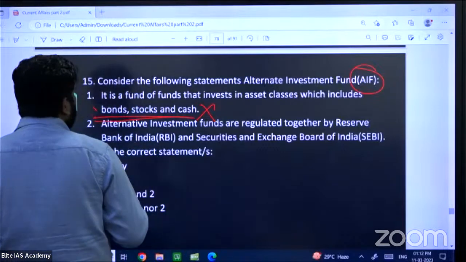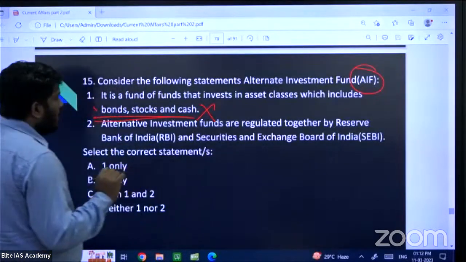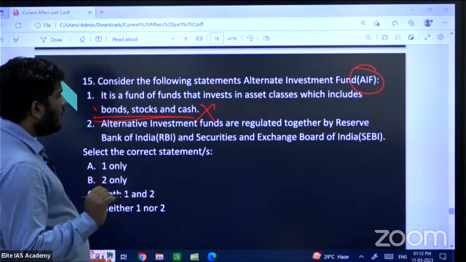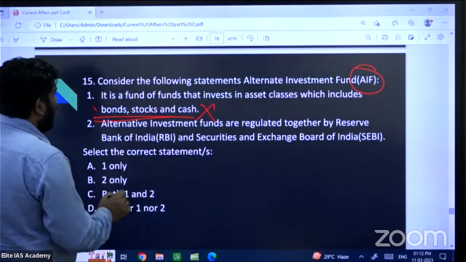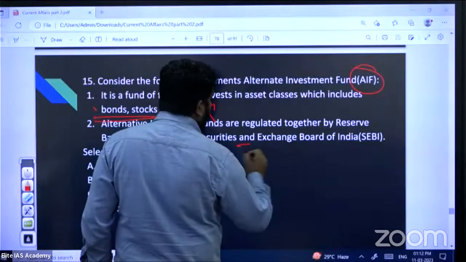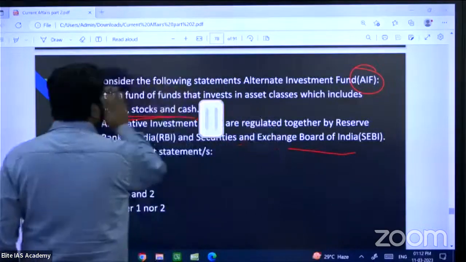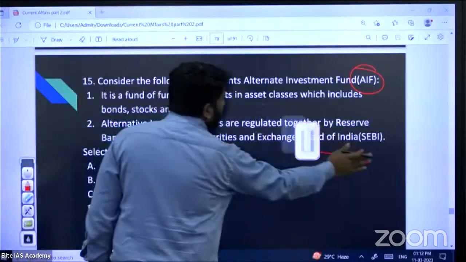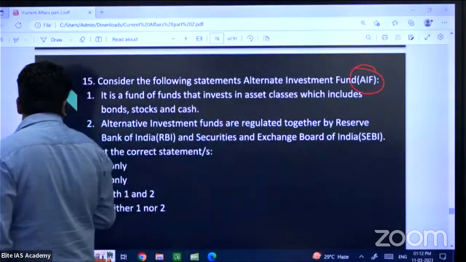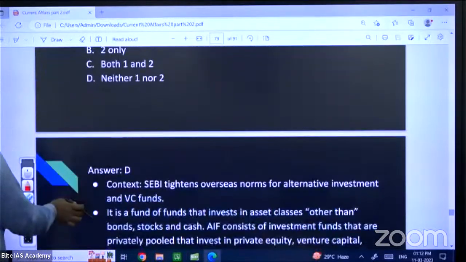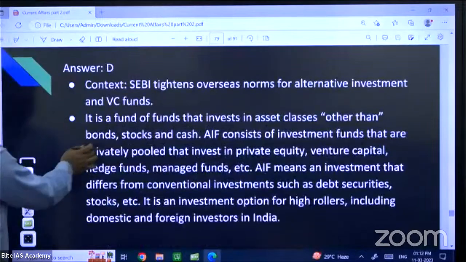The second is, alternative investment funds are regulated jointly by the Reserve Bank of India and the Securities and Exchange Board of India. No, it is regulated only by SEBI, the Securities and Exchange Board of India, not RBI. RBI has nothing to do with it. So both are incorrect, neither one nor two. You can read the explanation part.